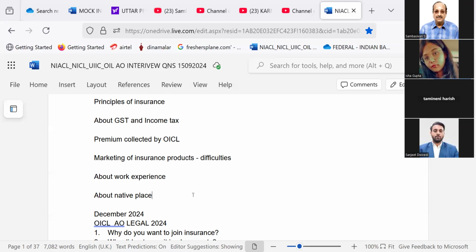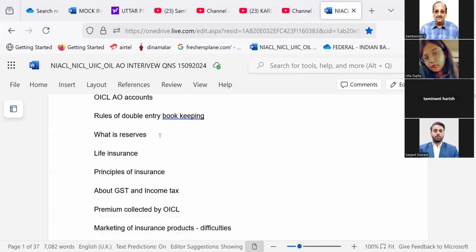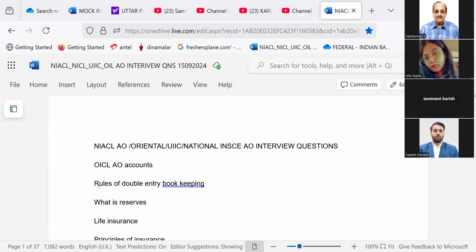But those are the rules of accounts, sir. That's what I asked: double entry bookkeeping rules. Okay, I didn't hear rules, sir. I think this is the very basic question they are asking. The first question was that one: rules of double entry bookkeeping. Are you seeing the questions online? Yes, sir, I can see that. The very same question they have asked.